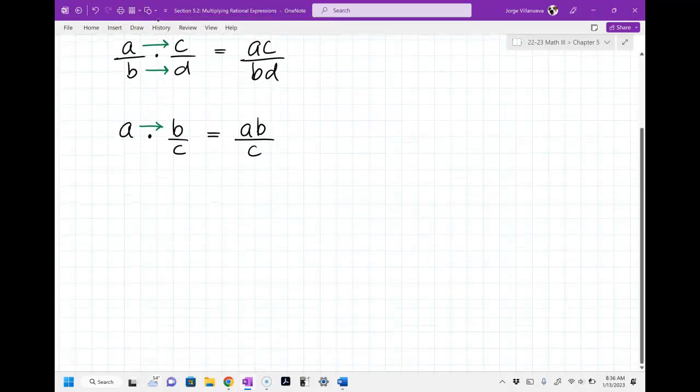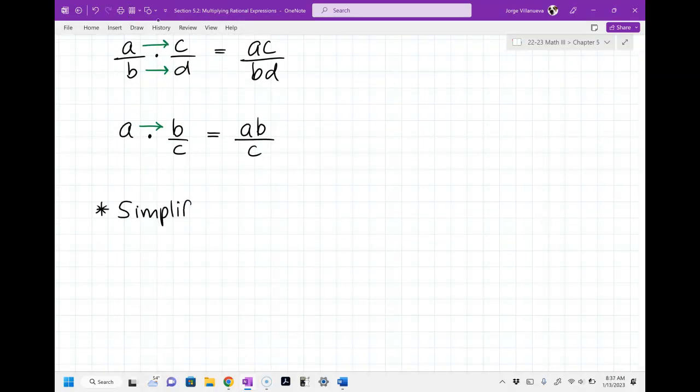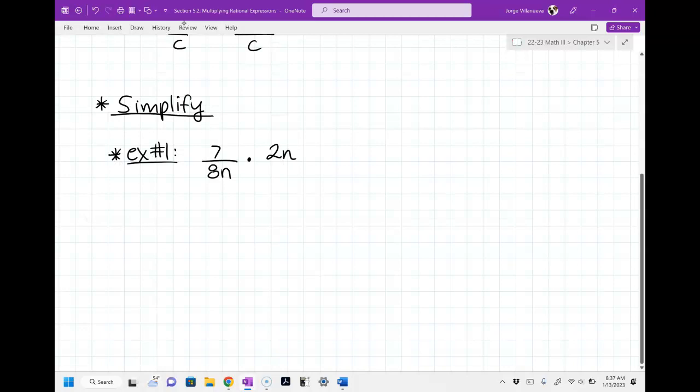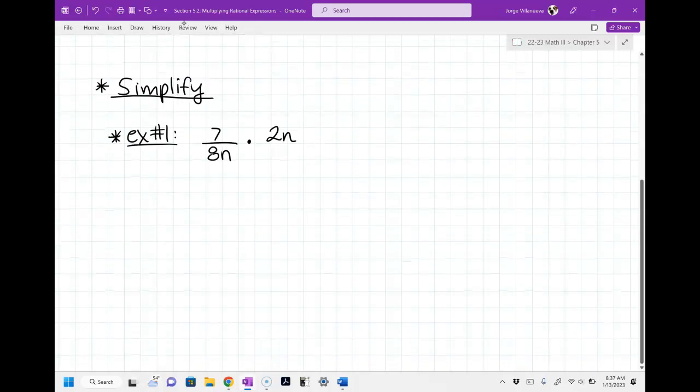So we'll start off with some easy stuff. So we're just going to simplify. The whole set of examples I'm going to do, they're all under this umbrella of simplification. So example number 1, we've got 7 over 8n times 2n.